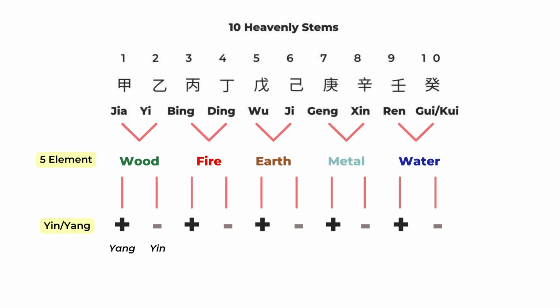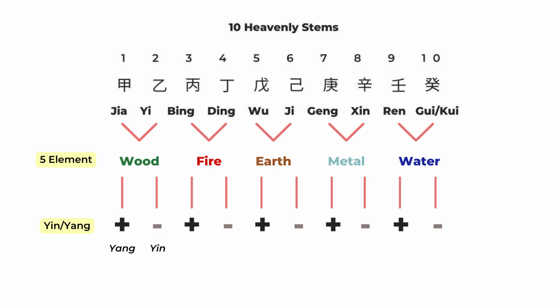Now we'll look at the 10 heavenly stems. Each one has a related 5 element and a related yin or yang. The Jia and Yi belong to the wood element. The Jia is yang, the Yi is yin. The Bing and Ding belong to the fire element. The Bing is a yang fire, and the Ding is a yin fire. And the Wu is yang earth, Ji is yin earth, Geng is yang metal, and the Xin is yin metal. And the number 9 Ren is yang water, and Kui is yin water.